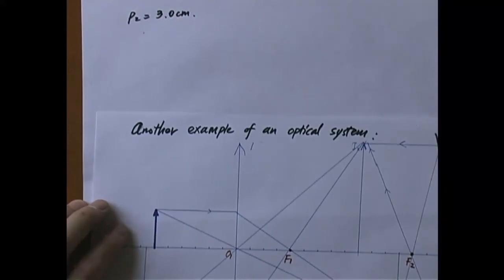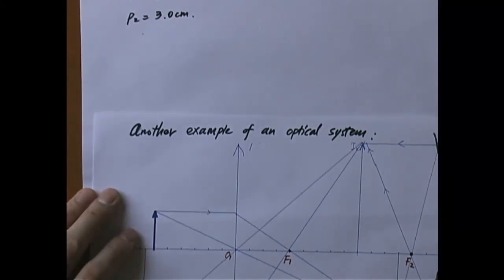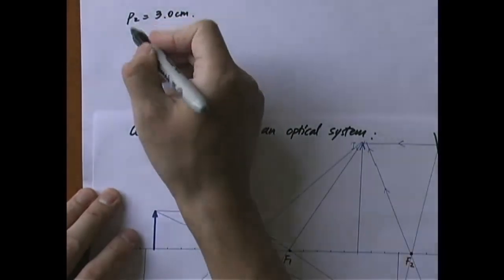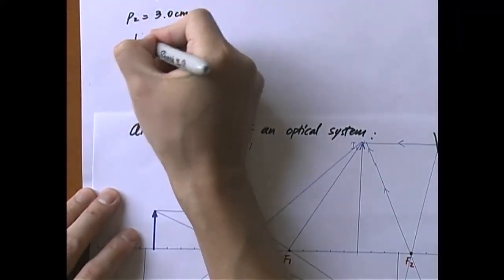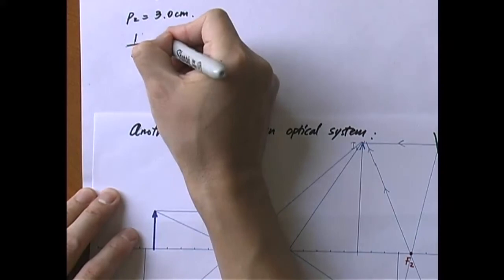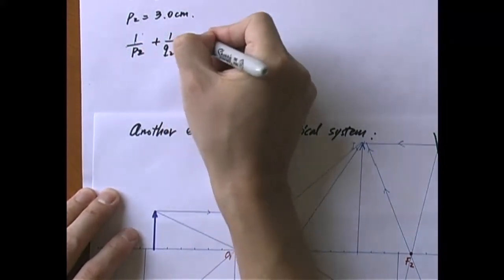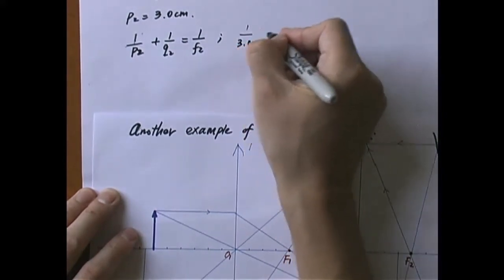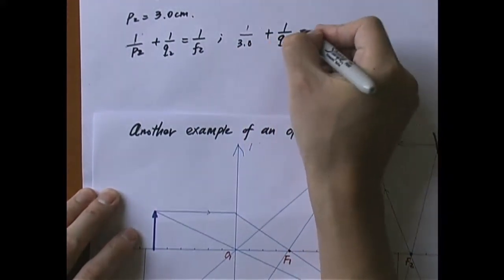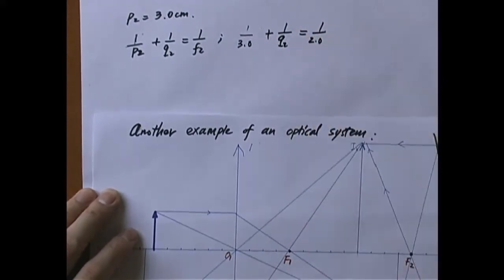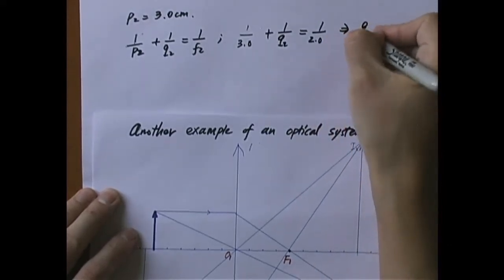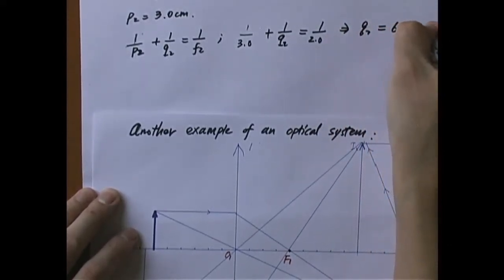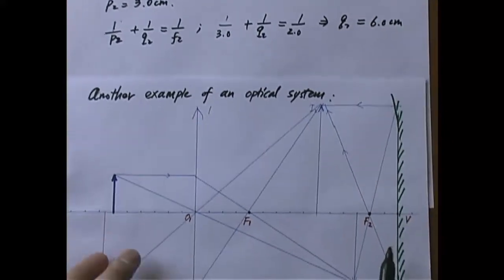Then I can apply the mirror equation to locate I2, the image produced by the mirror. So I have, here's the mirror equation, 1 over P2 plus 1 over Q2 equals 1 over F2. In other words, 1 over 3 plus 1 over Q2 equals 1 over 2. What does that tell you about Q2? Q2 should be equal to 6 centimeters.